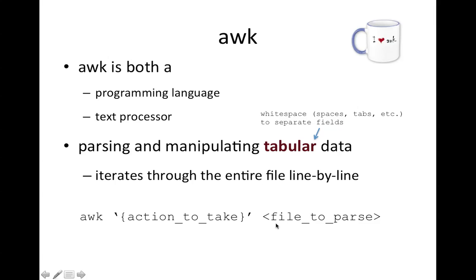So this is how the general syntax will look. Awk, A-W-K, then you have the single quotes right here, curly braces, and here you put the action to take. Basically, this is the territory of awk. Whatever you write here, you will be writing in the awk language. So right here, that's the place. And then you say the file you want to parse, right?